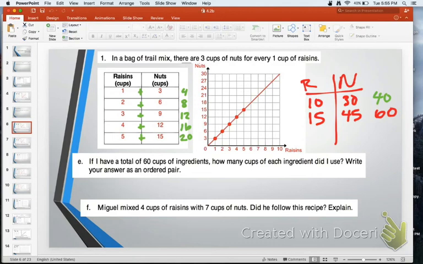Yay, we found it. All right, so now it's asking me to write it as an ordered pair again. So take the second and write it as an ordered pair. Your ordered pair should be parentheses, 15, comma, 45, close parentheses. It should look like this.